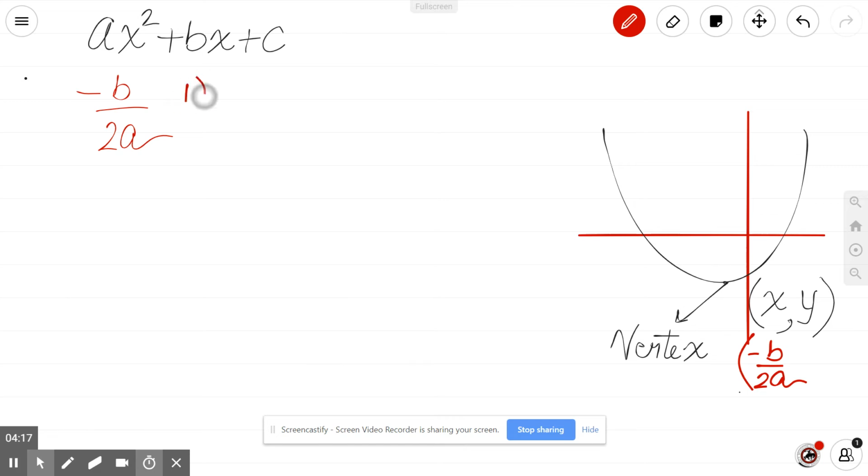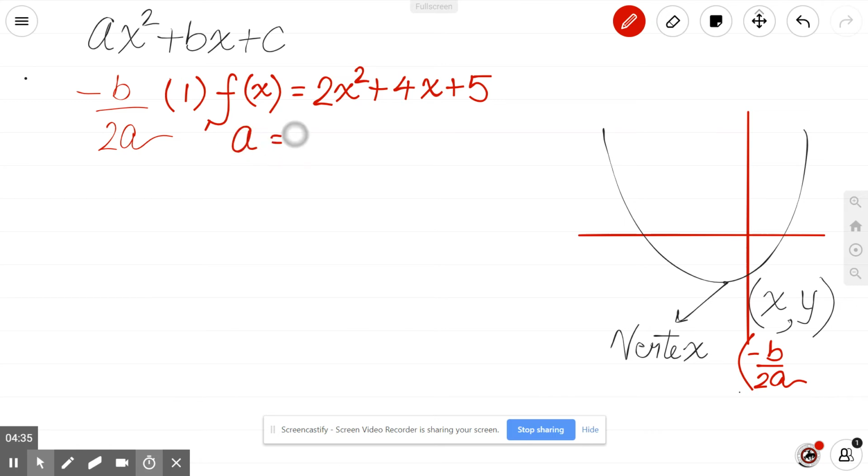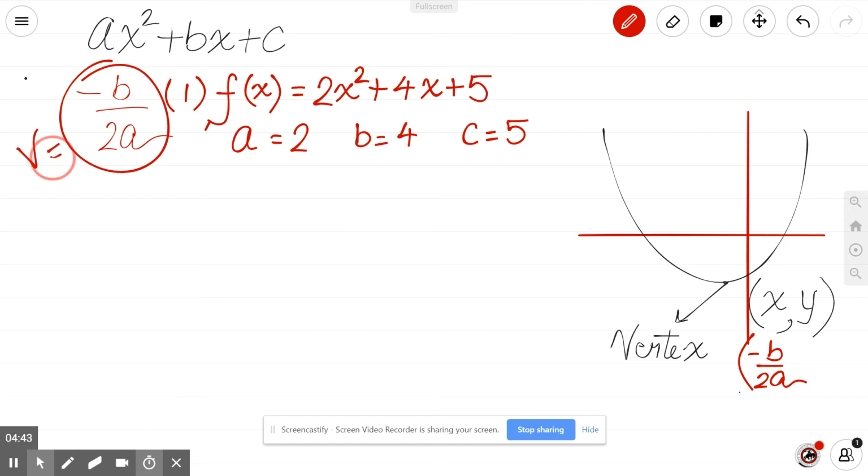Now let us take an example right here where we can actually calculate the vertex in front of you. f of x equals 2x squared plus 4x plus 5. And we will now list a equals 2, b equals 4, and c equals 5. Now, in order to calculate the vertex, we will be using this formula, negative b over 2a. Now, let us see what my b is over here. The value of b is 4. So, it's going to be negative 4 because this negative sign is part of the formula. Over 2 times a. What is a? 2.